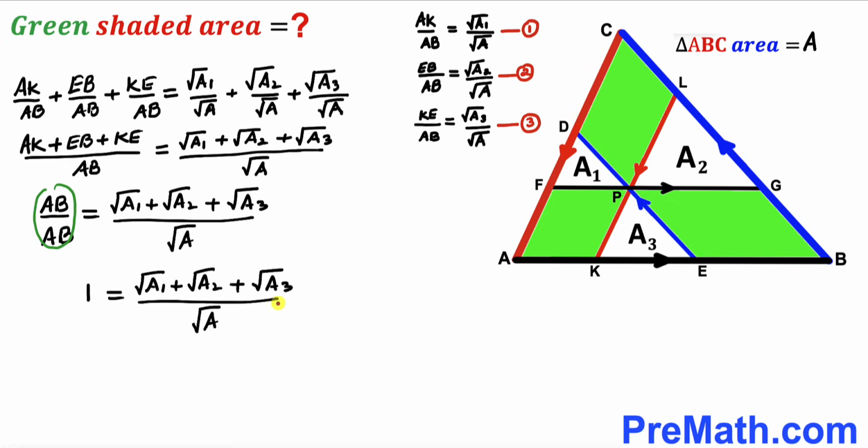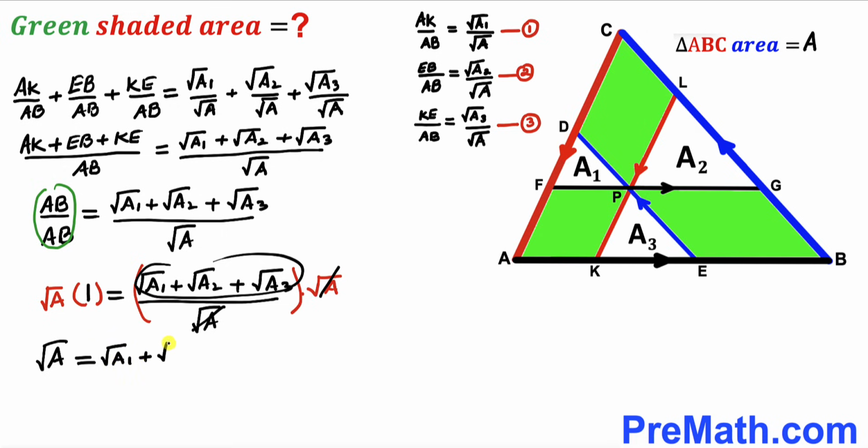And now I'm going to remove this fraction by multiplying on the right hand side by square root of A, and at the same time I'm going to multiply square root of A on the left hand side as well. And here we can see square root of A and square root of A is gone. So therefore this left hand side is simply the square root of A equals to simply, we are left with this part, which is the square root of A sub 1 plus the square root of A sub 2 plus finally the square root of A sub 3.